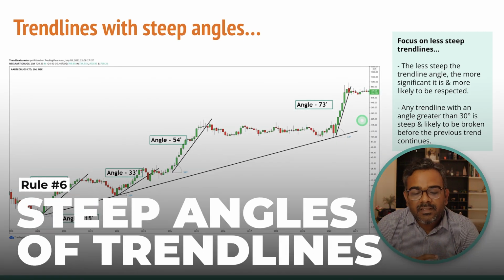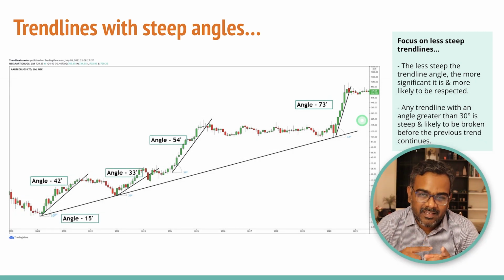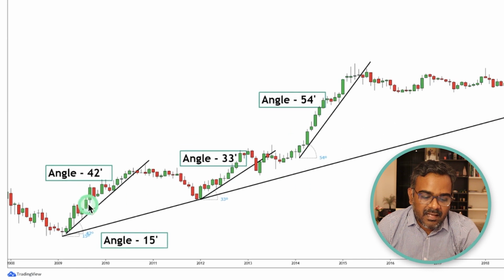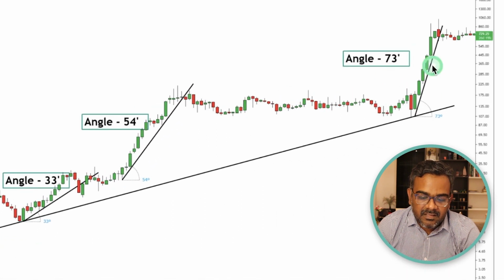So another rule is trend lines with steep angles. Now, I showed you where I adjusted trend lines. I showed you why the trend line keeps breaking, right? Now, trend lines with steep angles, it doesn't matter which time frame it is. If a trend line has a steep angle like 42 degrees here, or like 30 degrees here, or 54 degrees here, or 73 degrees here, these trend lines will eventually break and they will not hold for a long time, right?